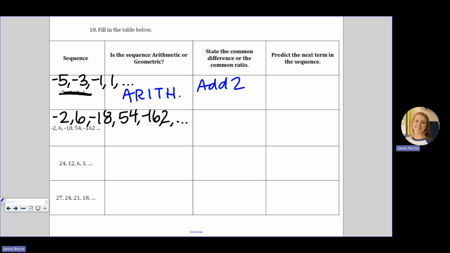You don't need to tell me if it's a common difference or a common ratio. It's just adding. And let's predict the next term. 3.